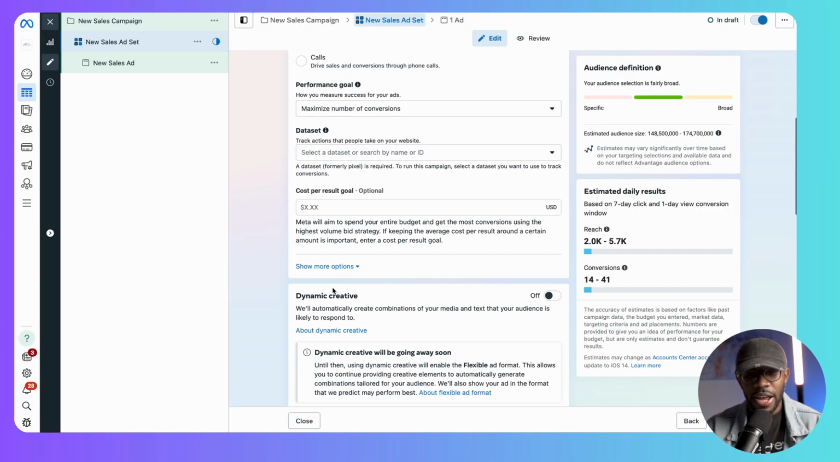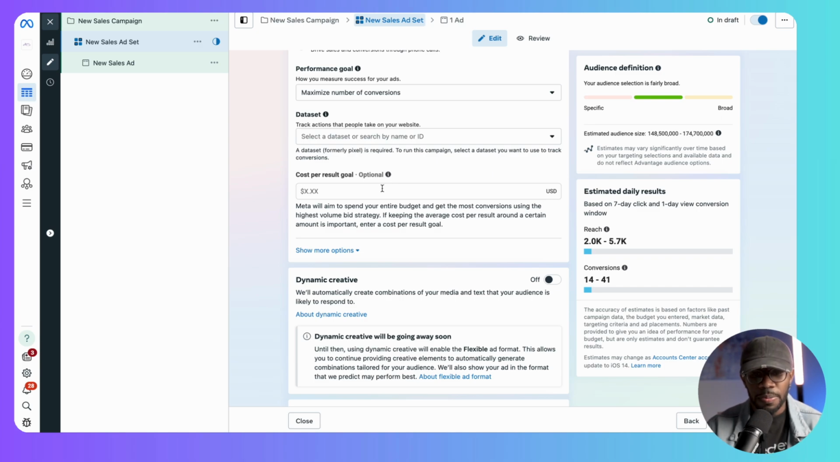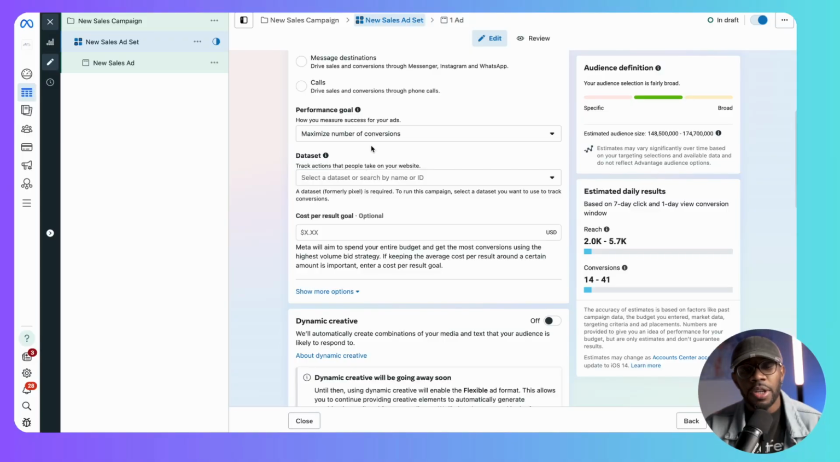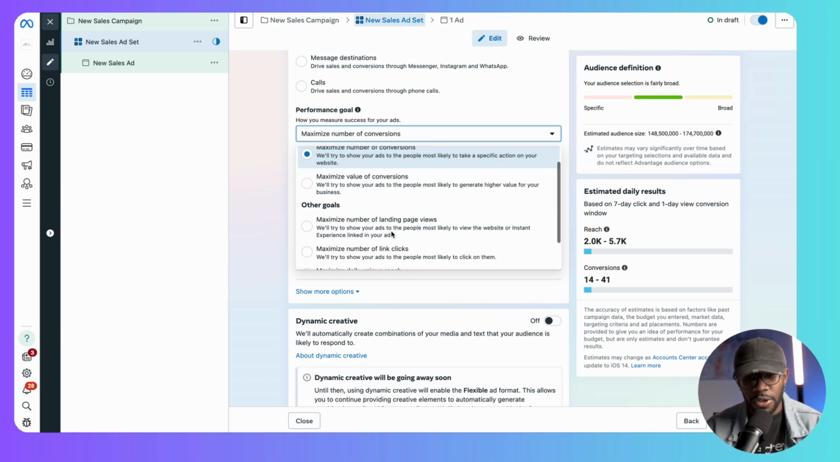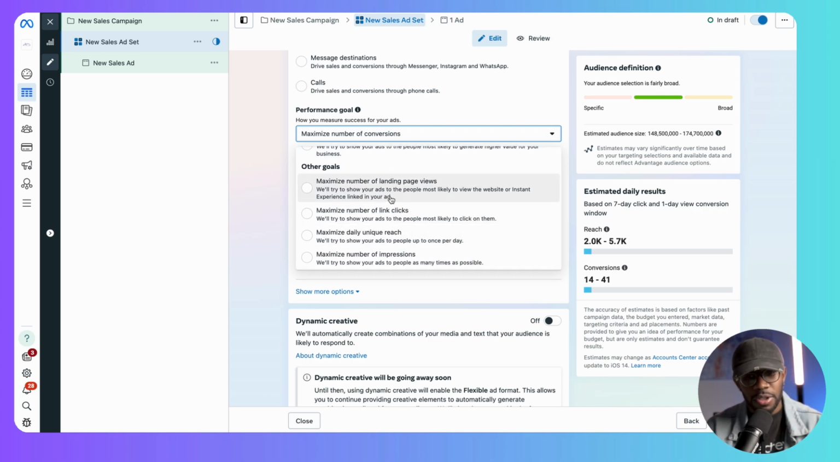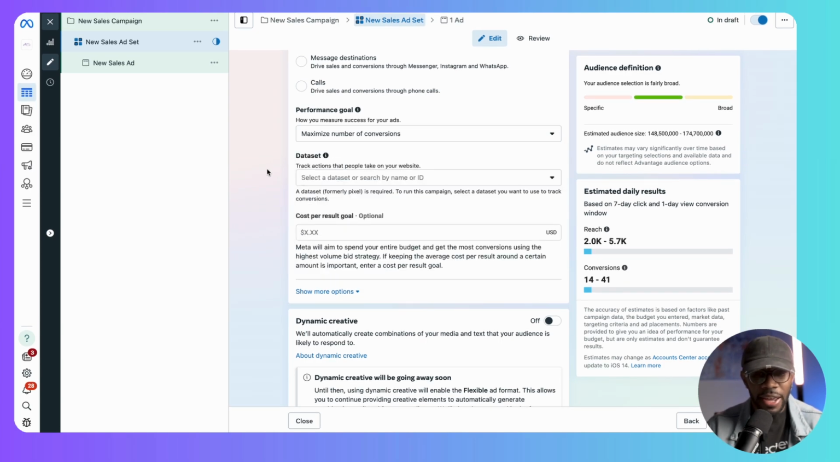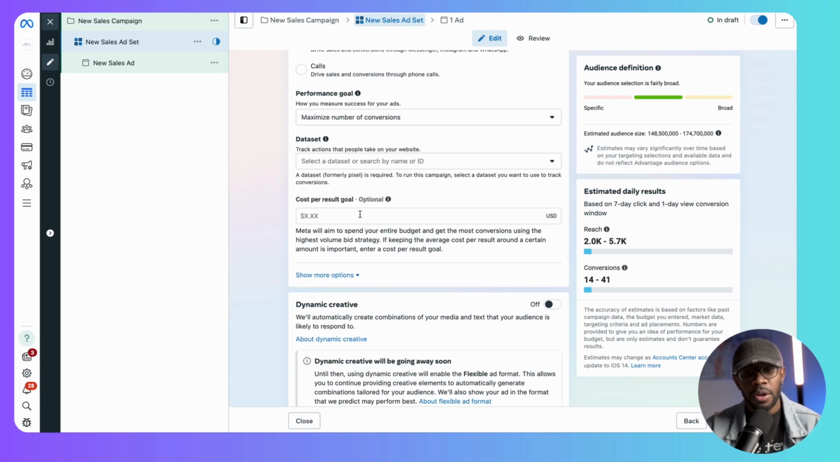So inside of the ad set, this is where you're going to see cost per result goal. And basically this is you telling Meta how much you're willing to pay to get a result. So in the performance goal, this is what you tell Meta that you really want. You can have the maximized number of conversions. You can do maximize value of conversion. You can do maximize landing page views, clicks, reach, impressions. And now if you go a little bit lower, cost per result goal. This is where you control and tell Meta how much you're willing to pay for this result.